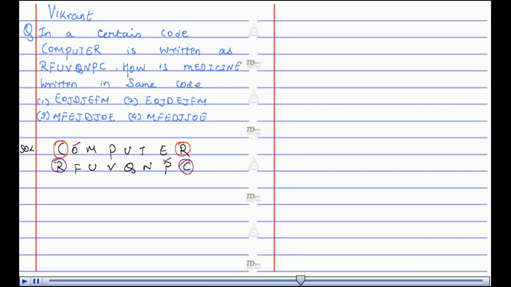So we can say that in the same way for medicine, it should be E here, M should be the last word, then E comes here, so we should have F here, D, then E should be here, then I, then J should be here, then C, then D should be here, then I, then J should be here, then N, then O should be here. So the correct order is E, O, J, D, J, E, F, M. Therefore, the answer is 1.